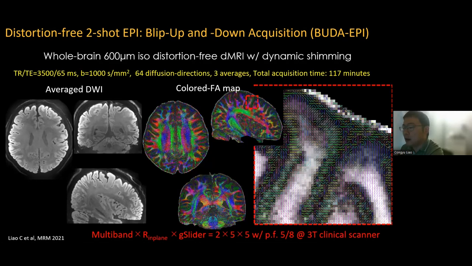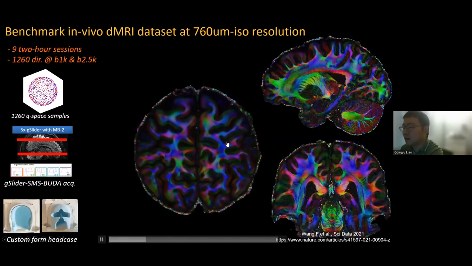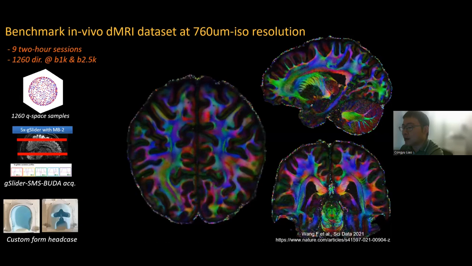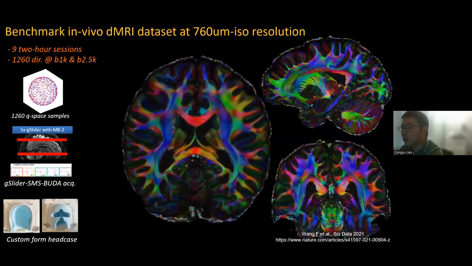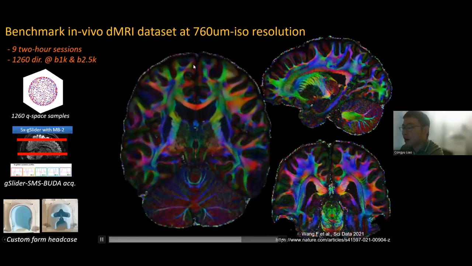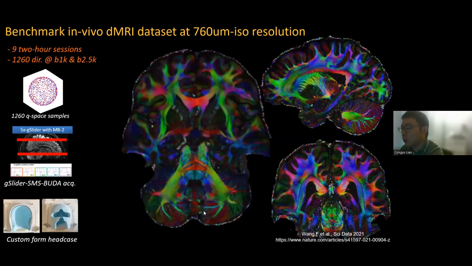So recently, our lab also shared a whole brain in vivo diffusion MRI dataset acquired at 760 micron on a single healthy subject with 9 2-hour sessions and about 1200 Q-space samples. The creation of this benchmark dataset is possible through the synergistic use of advanced acquisition software and hardware I talked about, including the ACDC shim coil, SNR-efficient gSlider-BUDA EPI acquisition, and the advanced structural low rank reconstruction.